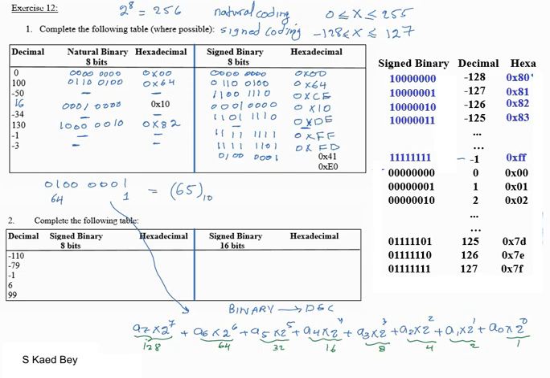Now, since 65 is a positive number and within the natural coding as well, we can simply represent this in a natural coding as is. So that will be 41, and this is going to be 01000001.